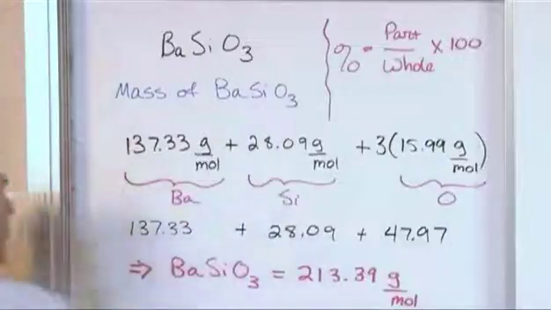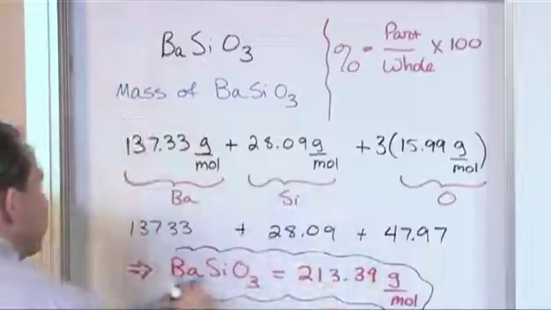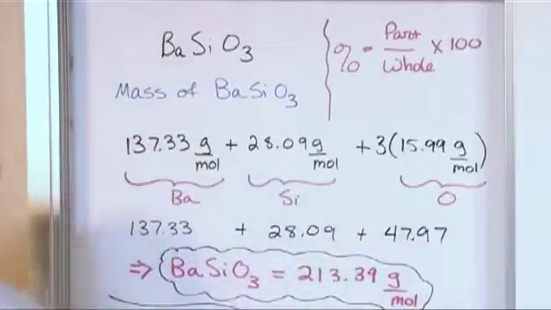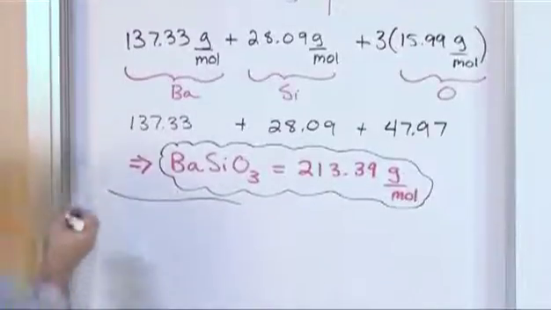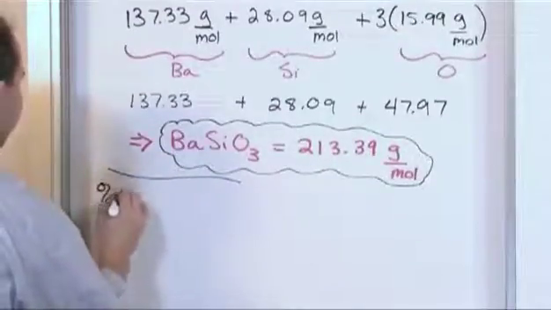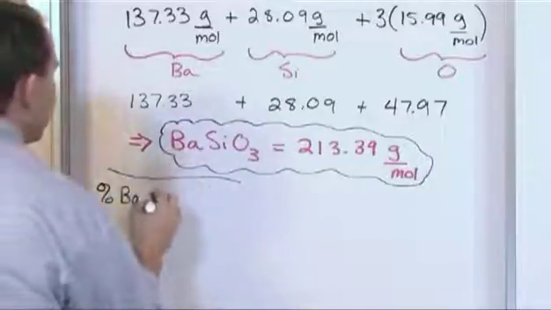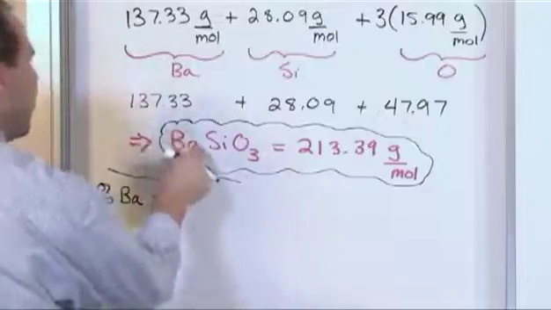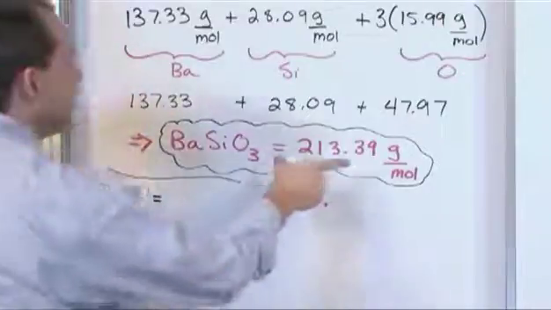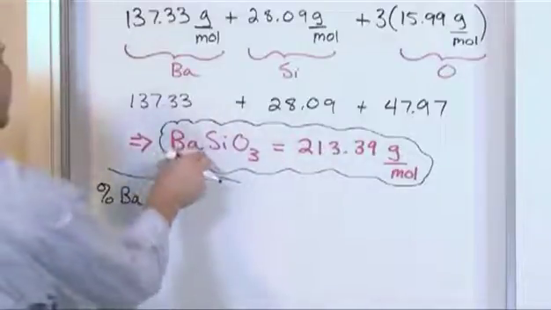So I kind of want to circle this a little bit because it's important, but it is not the answer. This is just an intermediate step to find the answer. Okay? So let's go ahead and calculate the answer. The percent for barium, which is the first element here, is going to equal the mass of barium only, the mass of the barium in this compound, divided by the total mass of the compound, then you multiply by 100. What is the mass of the barium by itself?